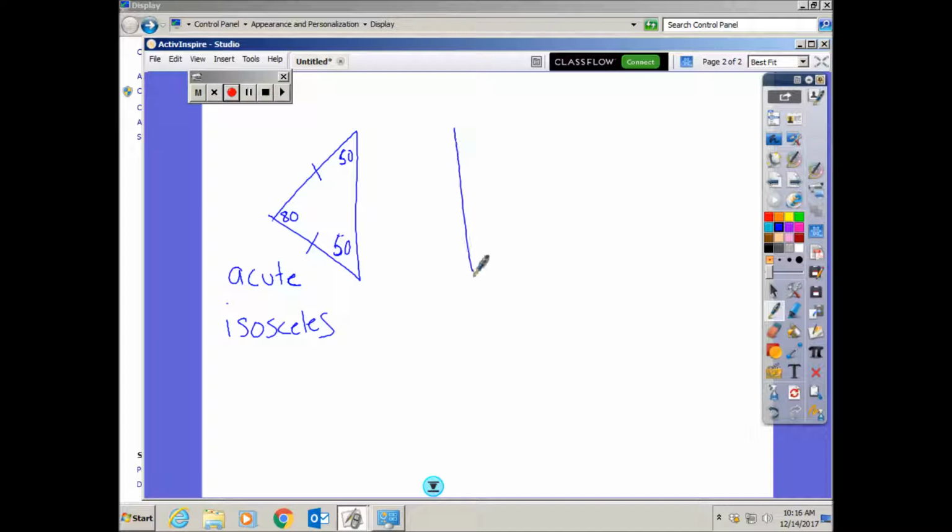Problem number 2. This was 95, 40, and 45. None of those are the same. So it's scalene. And there is one obtuse angle. It's obtuse scalene. The last one is a triangle where all three angles are 60 degrees.